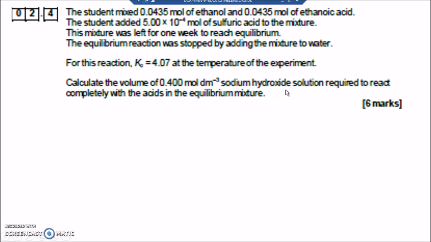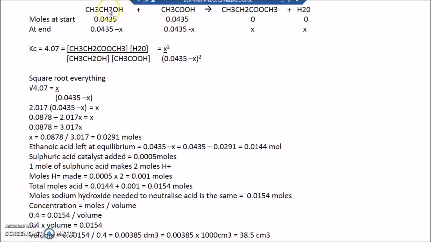This is a tricky question. Very, very tricky indeed. So let's have a look at the solution. Let's see if we can talk it through. So what you've got is the moles. I've written out the equation, and then I always do a table. I always do moles at the start and then moles at the end and then left over. So I've got moles at the start, 0.435 moles of ethanol, 0.435, same amount of ethanoic acid, and I haven't got any ethyl ethanoate and I haven't got any water produced.